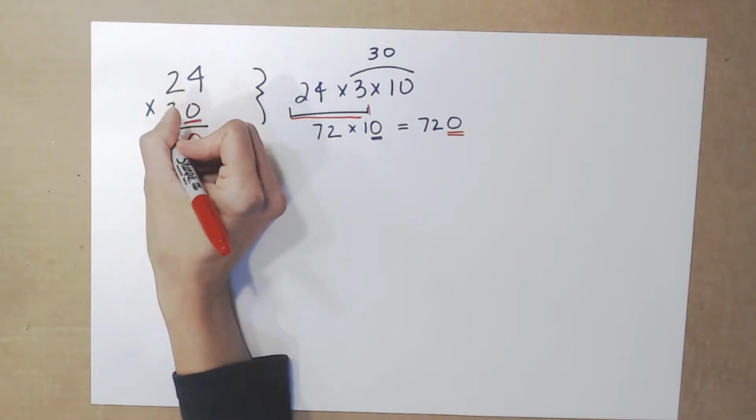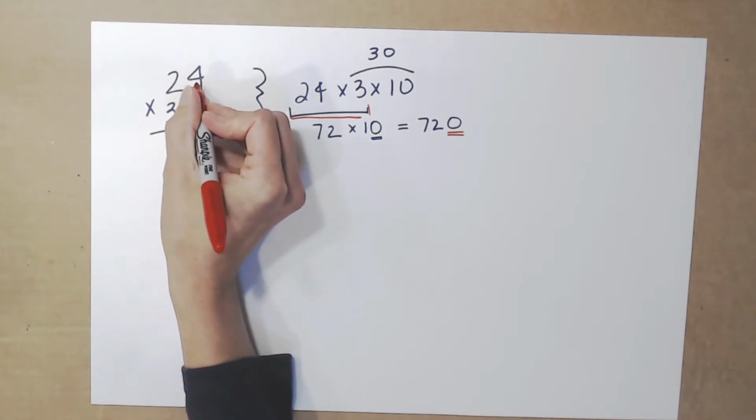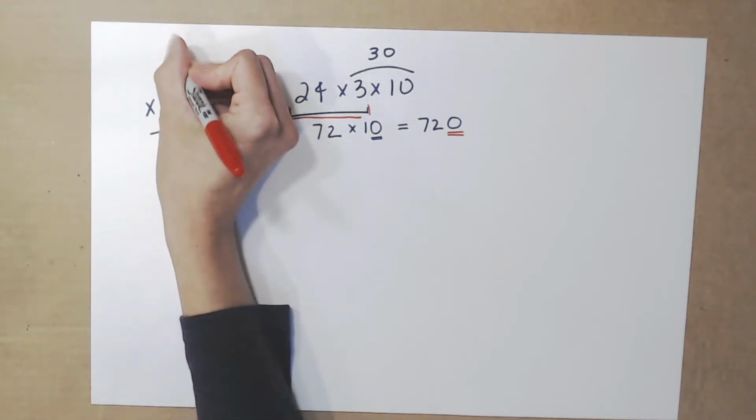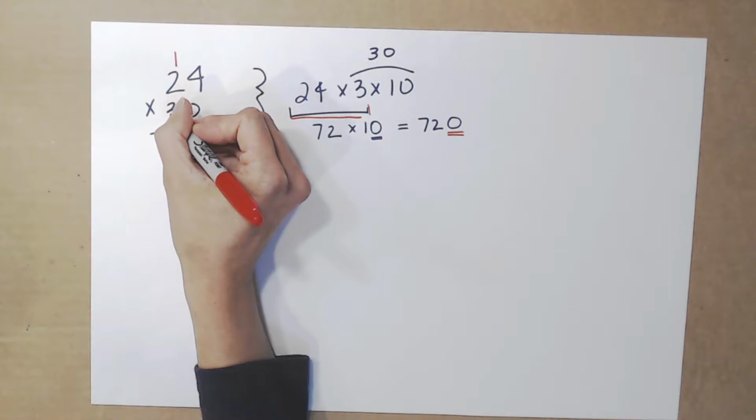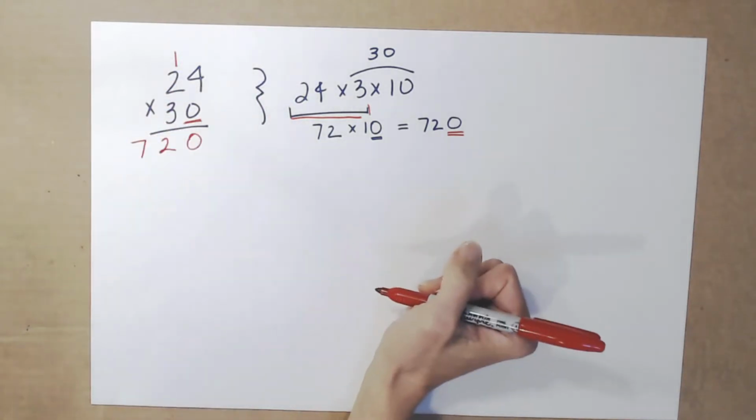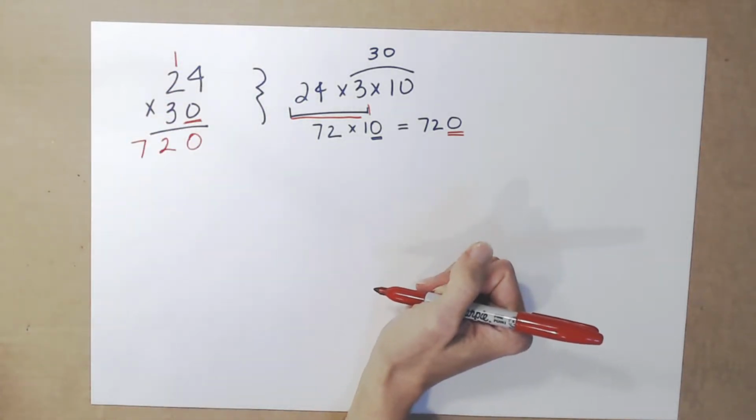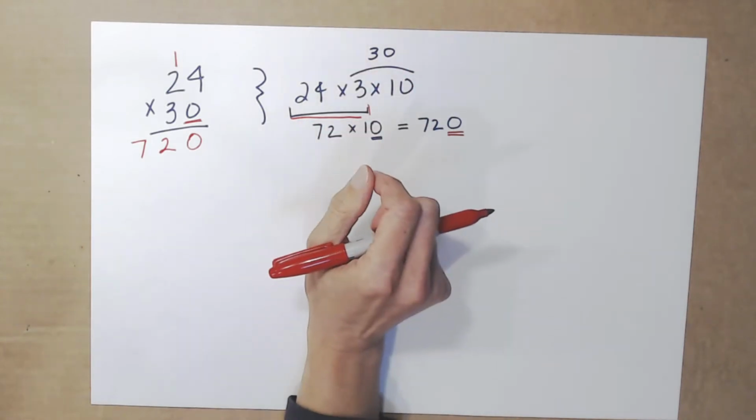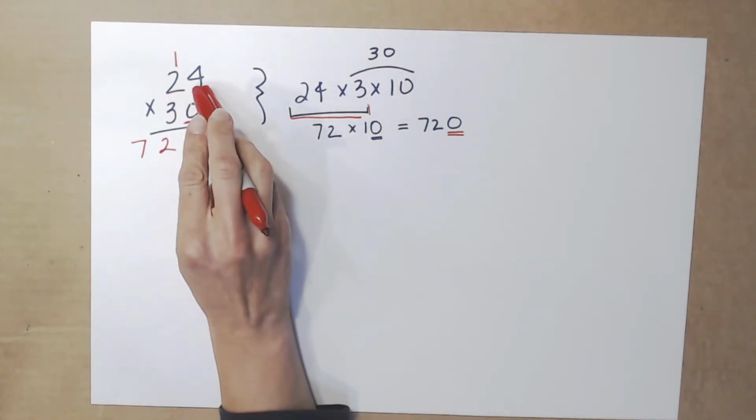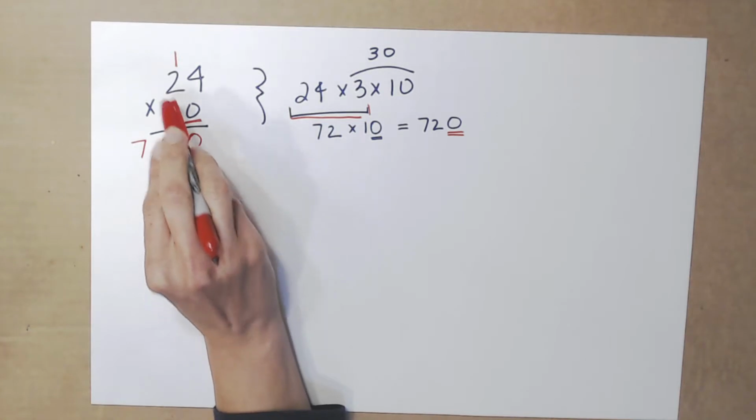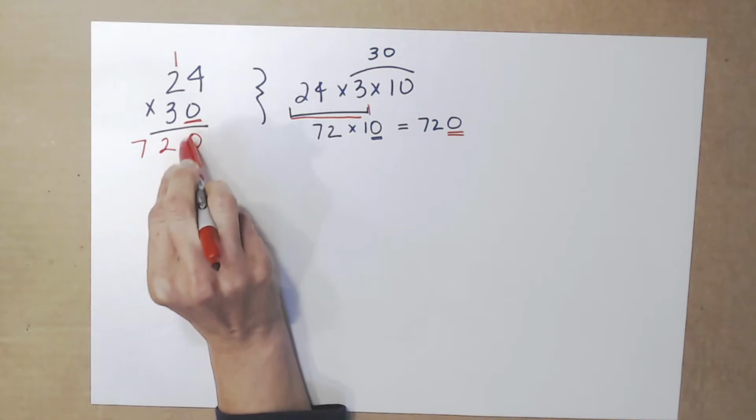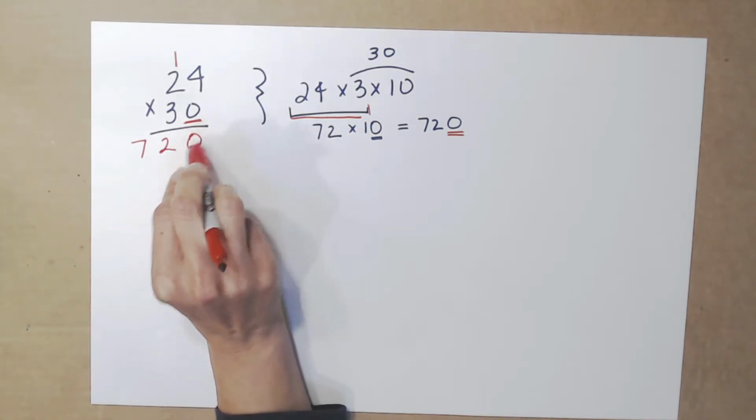So now we can use what we did on our last problem. We could do the 4 ones times 3 is 12. 2 times 3 is 6 plus 1 is 7, 720. So we get the same answer. But within here, we are actually doing this. We are recognizing that 24 times 30 is 24 times 3 times 10. We're putting the 0 there because the number times 10 adds a 0 to the end of it.